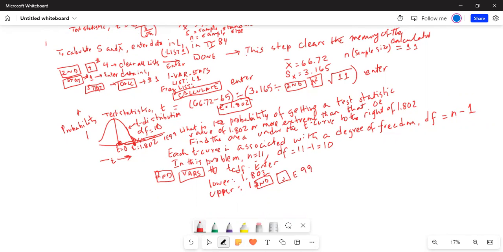Okay. So lower value is 1.802. Upper value is 1, then second button, then comma button, which is on top of 7. And then that gives you the capital E, and then type 99. What does it mean? It means 1 followed by 99 zeros.